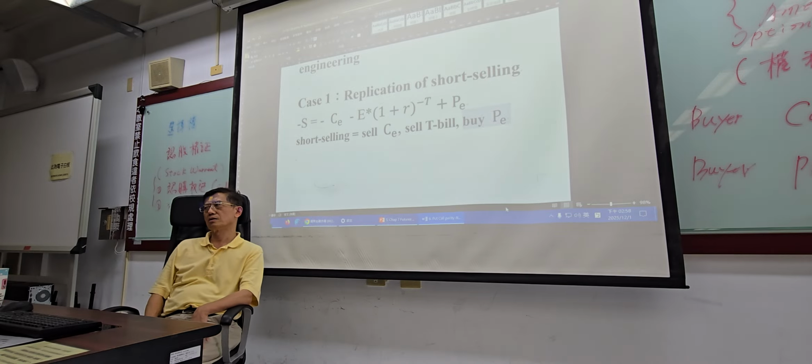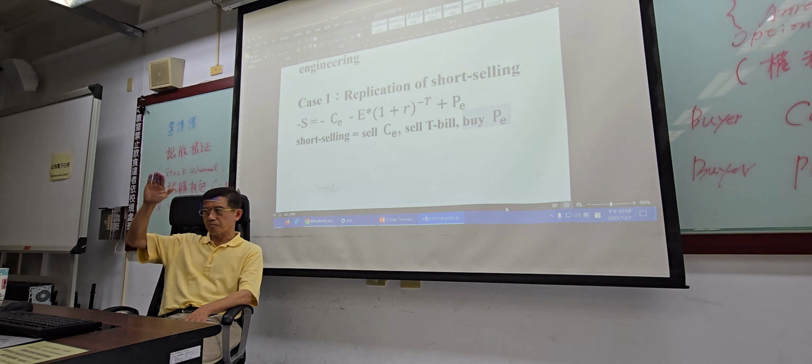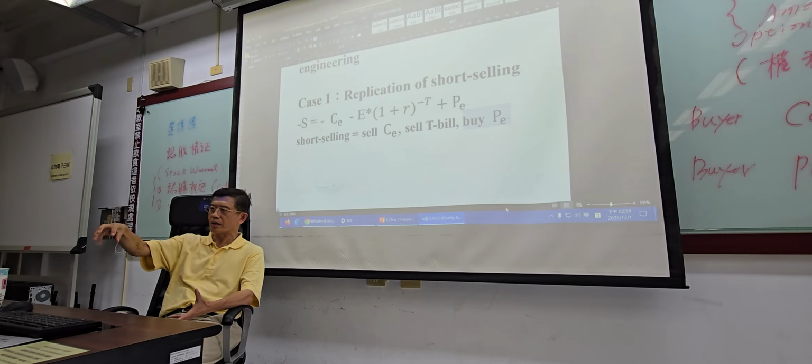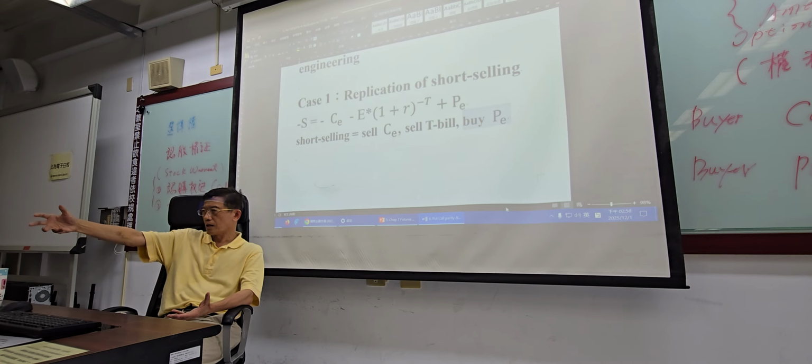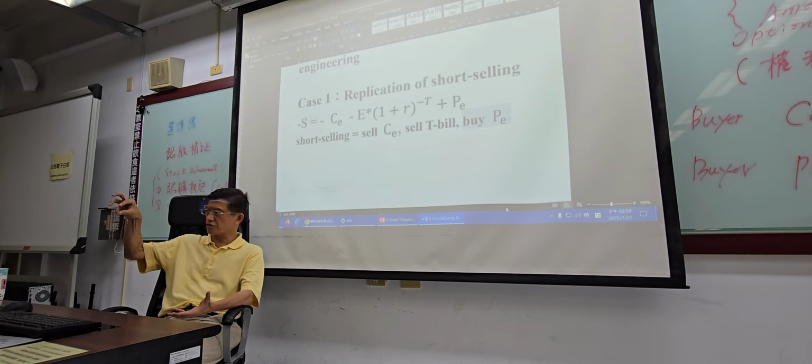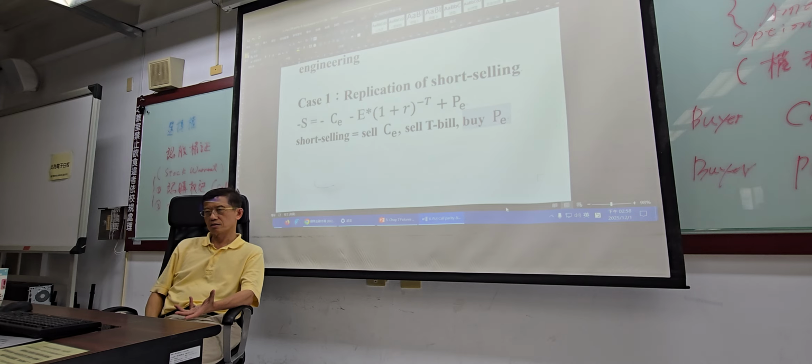And you may be very curious. How come we rely on this formula to replicate short sale? If you want to sell something, you just go for selling, right? You may just go for borrowing and selling. How come you take this complicated way to use the three different financial transactions to replicate the short sale? Why?